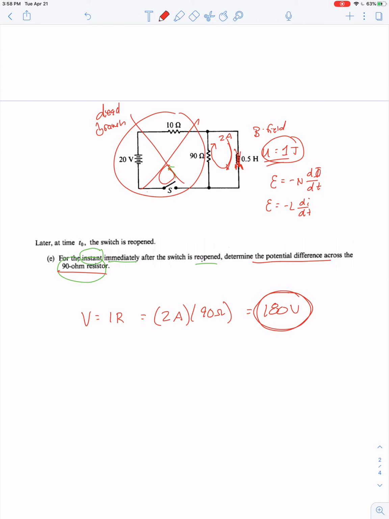Interesting. Somehow we found a way to take a 20 volt battery and for a moment in time create a spike in voltage equal to 180 volts. You close a switch, you wait for a long time until a steady state current of 2 amps develops in the inductor, and by suddenly throwing the switch back open, for a moment there's 180 volts across the 90 ohm resistor.